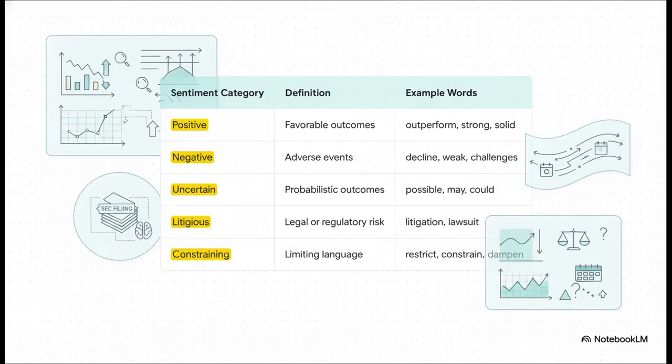And here's a great example of that dictionary method in action. The Loughran-McDonald dictionary is a well-known industry standard, and you can see it's not just about good words or bad words. It has these nuanced categories like uncertain for probabilistic language or litigious for tracking legal risk. An analyst can measure the change in the frequency of these words from one filing to the next to detect these really subtle shifts in management's outlook.